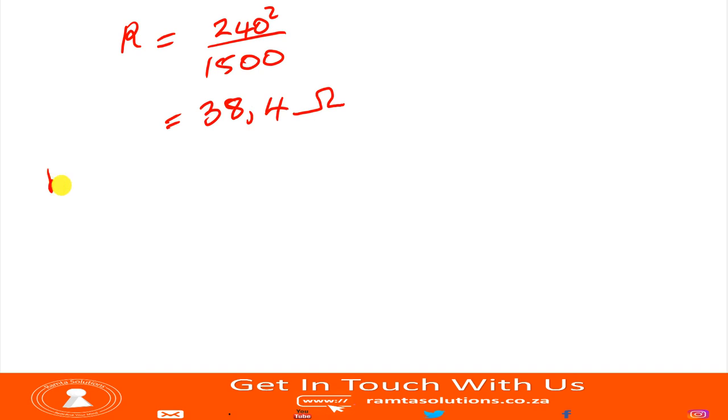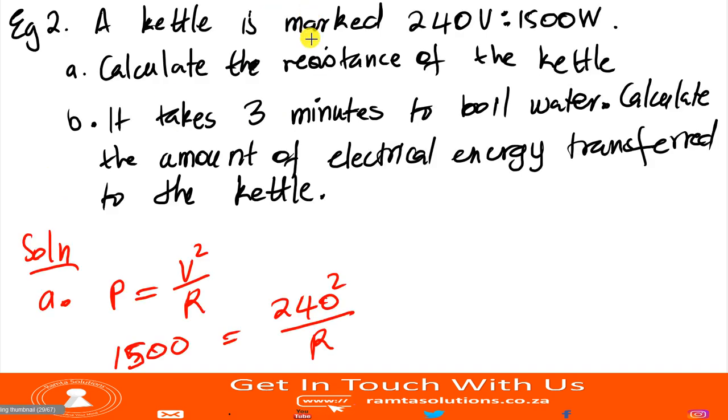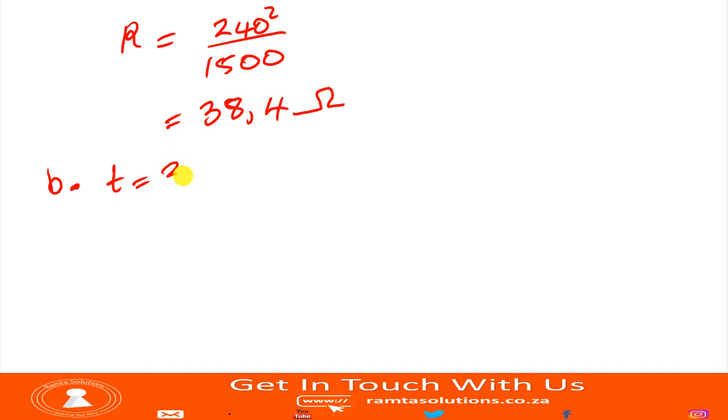Question B. It takes 3 minutes to boil water. Oh, time is 3 minutes. Now, time is always given in seconds. So we need to convert minutes to seconds. We will have to multiply by 60. So this is 180 seconds. Okay?